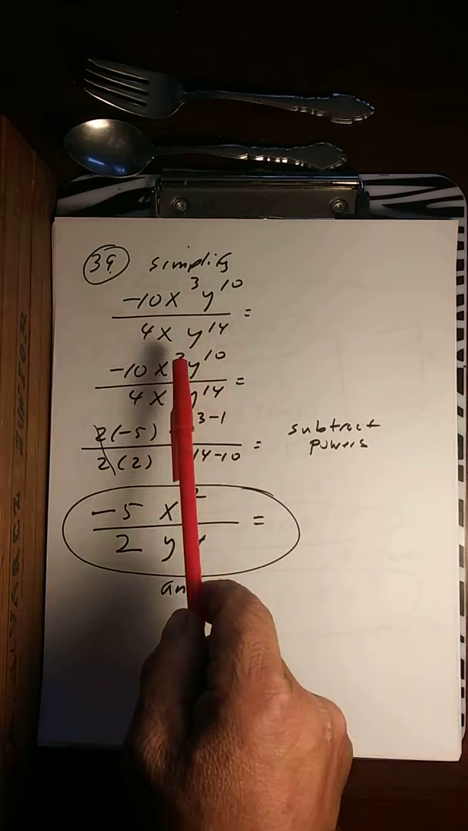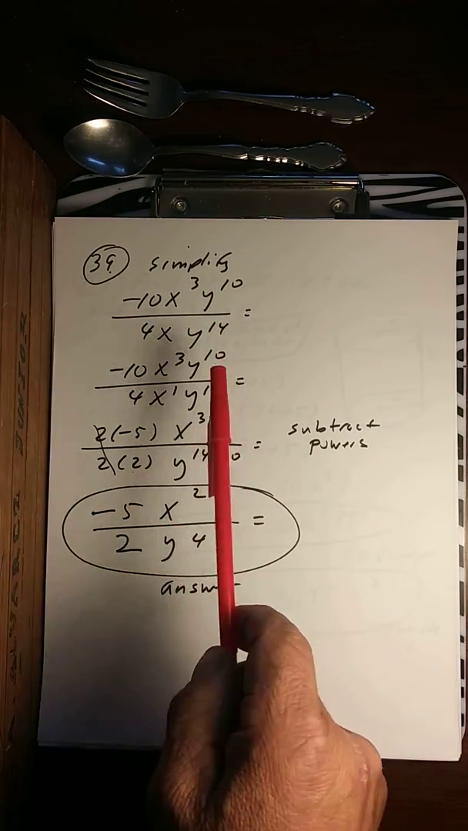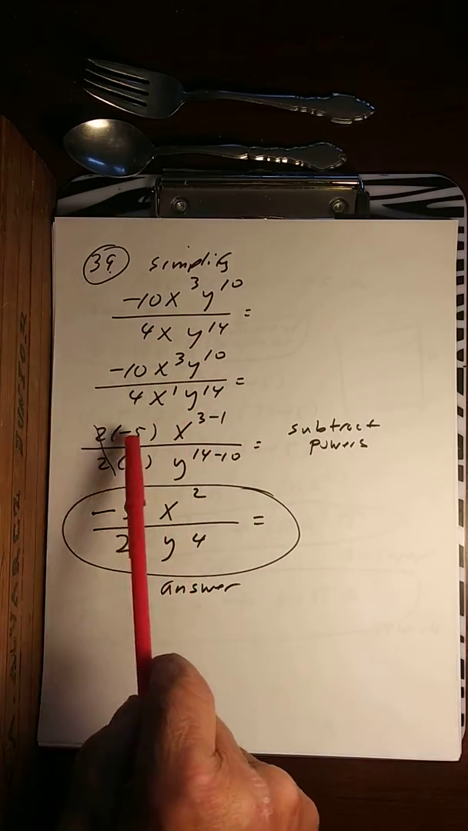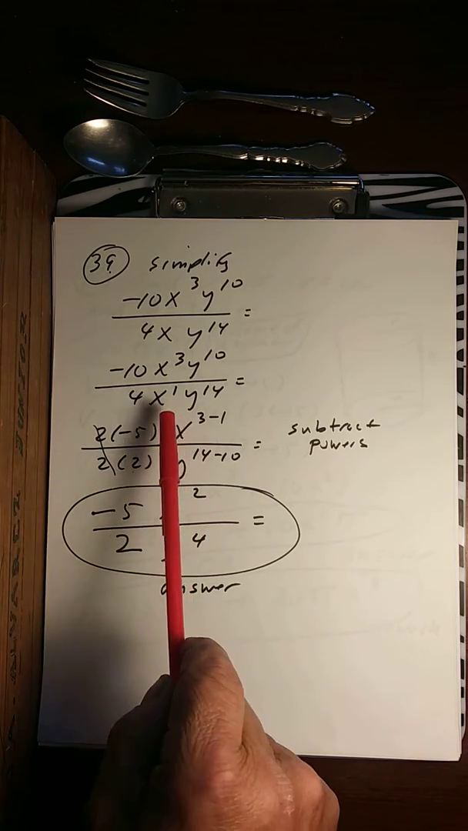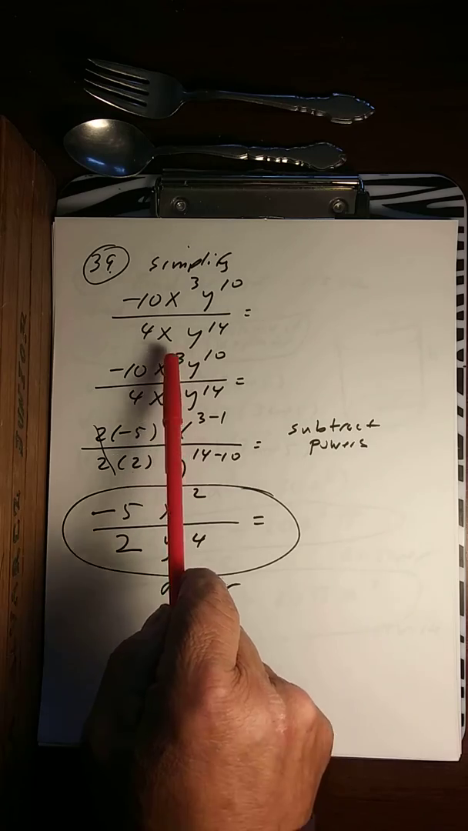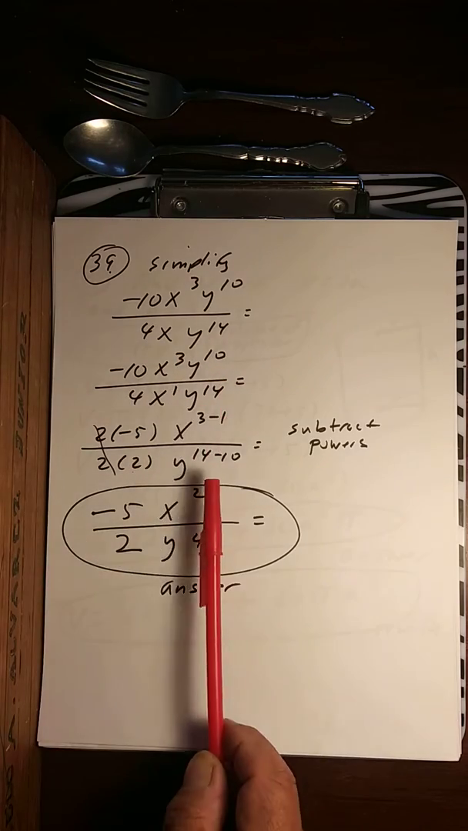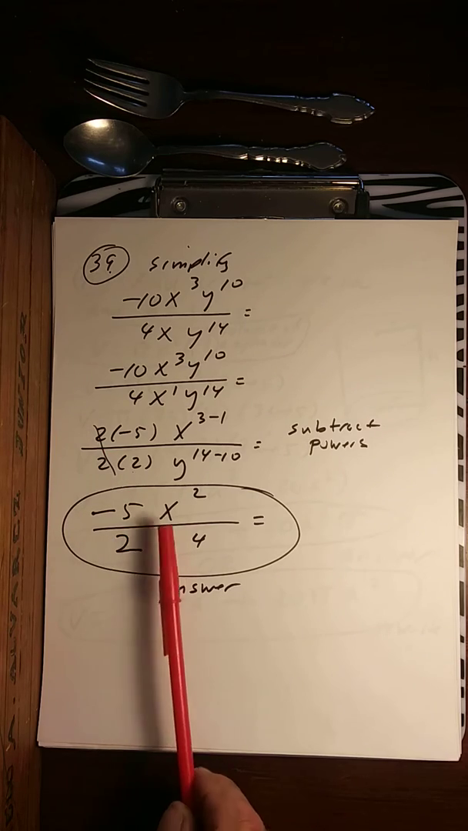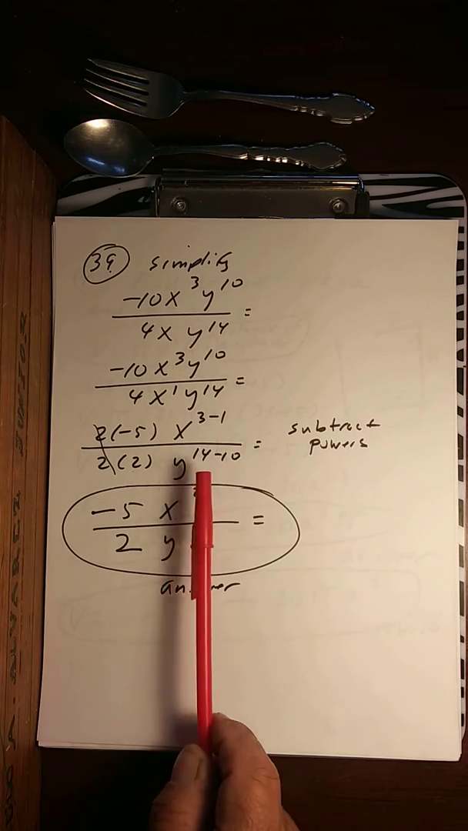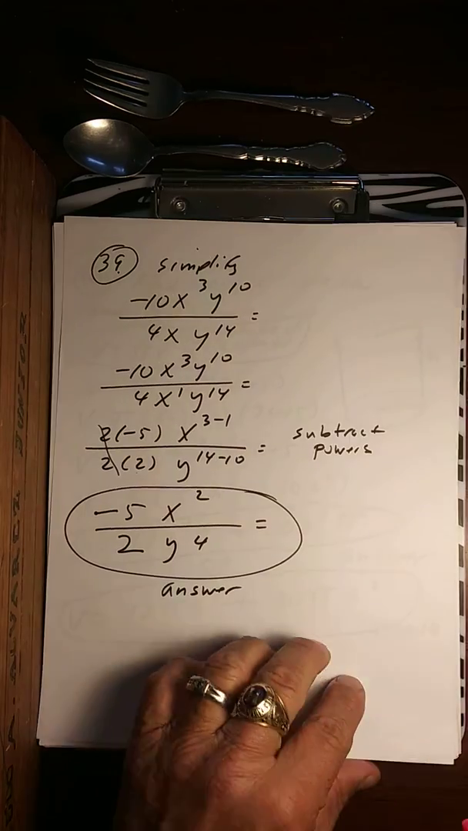This one. I'm going to simplify this. So first step, I'm going to factor this out. 2 times that, 2 times that gives me these numbers. And subtract the little number from the power: 1 from 3 upstairs, 10 from 14 down the bottom. Okay, so now we have negative 5 over 2, x to the second power, and y to the 4. Subtract the powers.